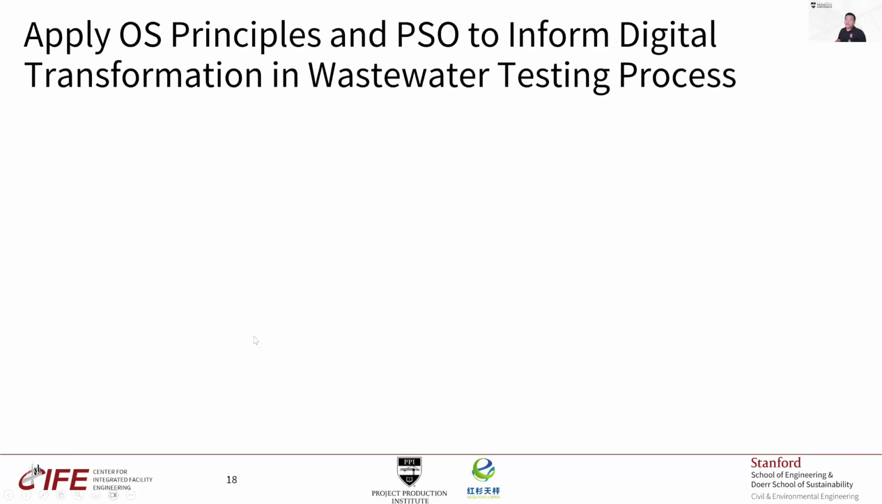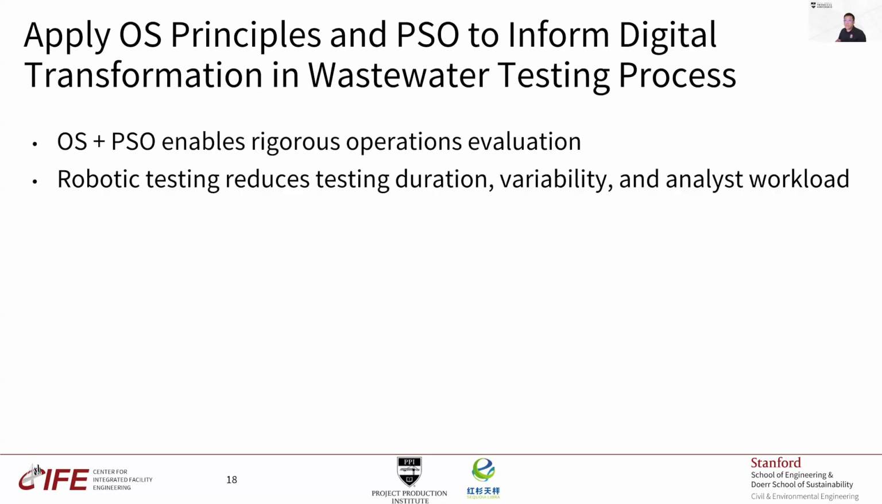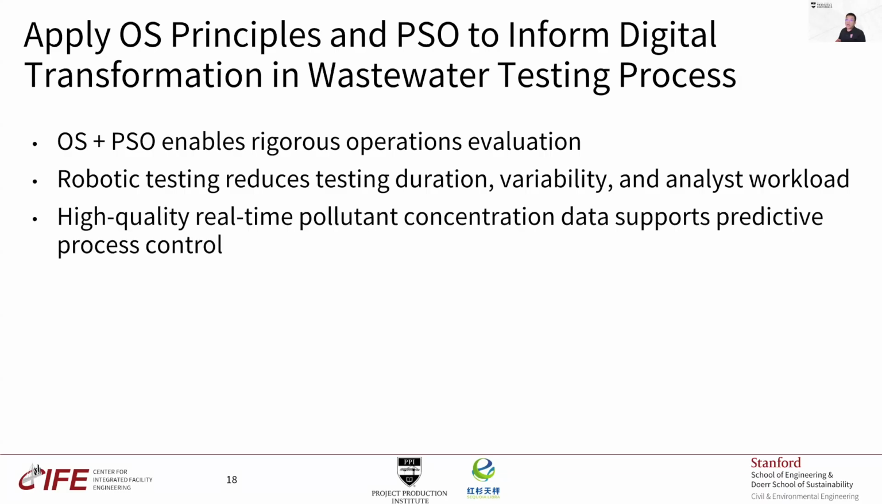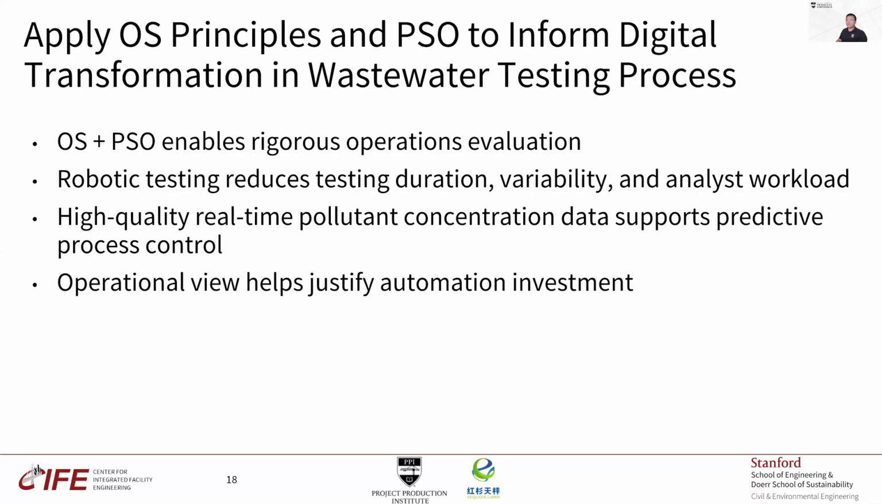So in summary, the operations science principles and production system optimization help us provide a method to evaluate automation's operational impact in the context of the wastewater treatment testing process. The robotic testing reduces testing duration, variability, and analyst workload. High-quality, real-time pollutant concentration data supports predictive process control, which augments the capability of the analysts and the management team. And most importantly, this evaluation allowed the plant leadership to make an informed investment decision backed up by operational evidence.